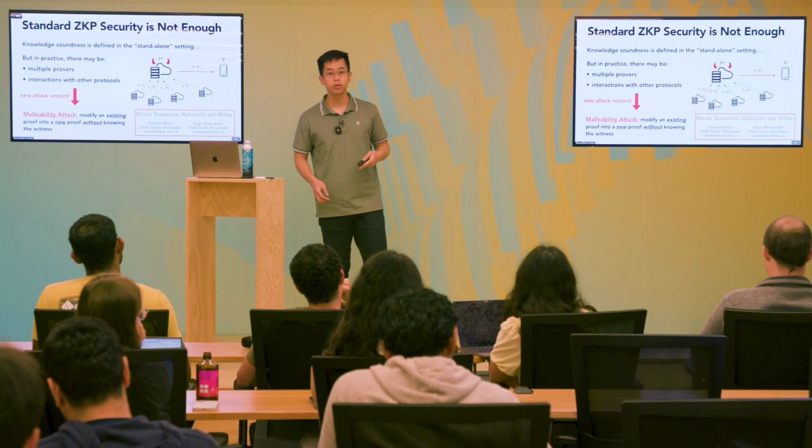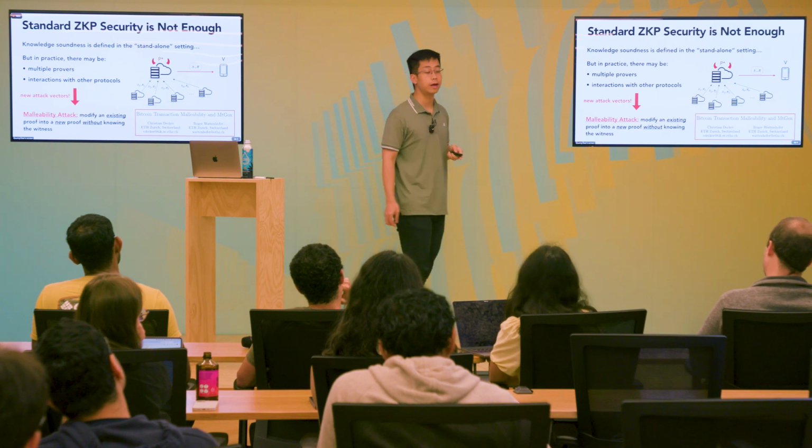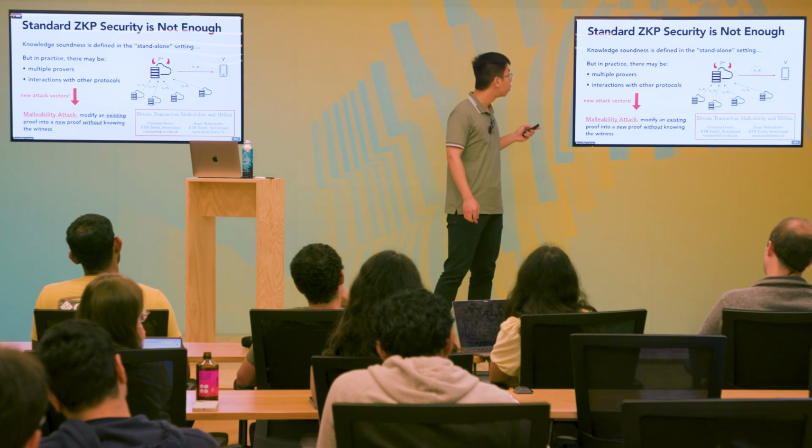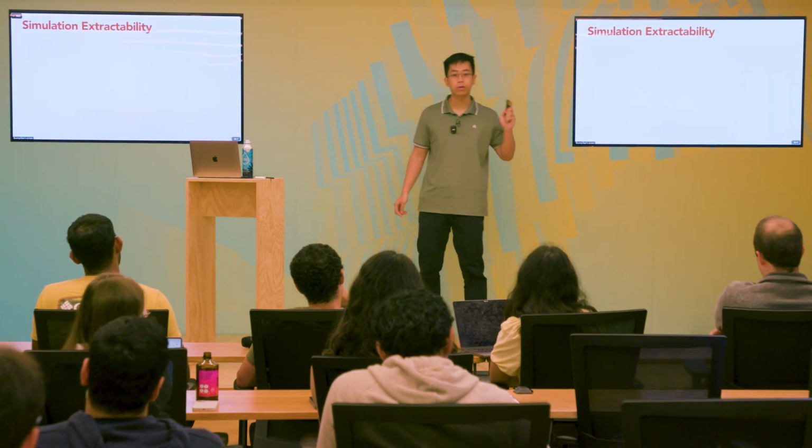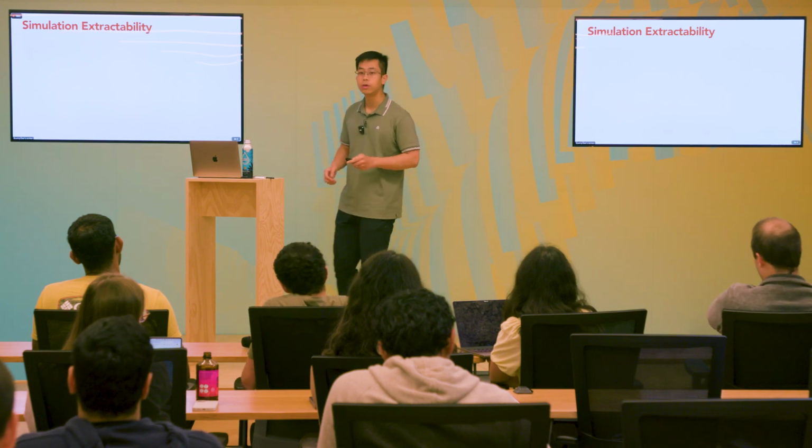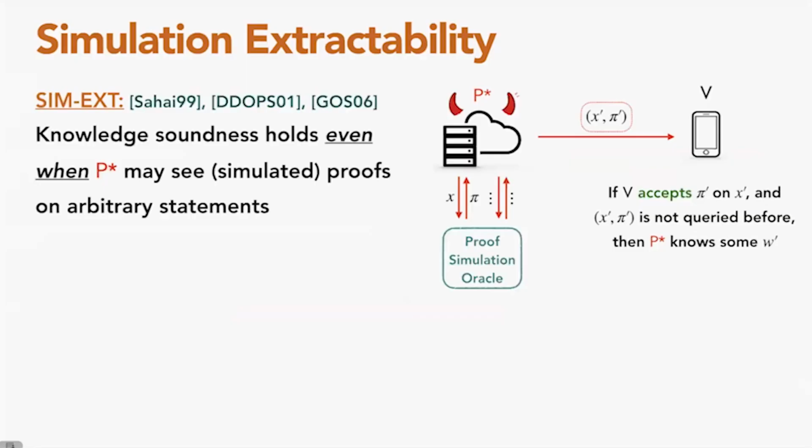We really want to rule out these malleability attacks in practice. And one such strong notion, called simulation-extractability, will help rule out this attack. This is basically adapting knowledge soundness to this more general setting where a malicious prover may see arbitrary proofs of his choice. So let's say here the SNARK is zero knowledge. There's some simulator that can simulate any proof that you want.